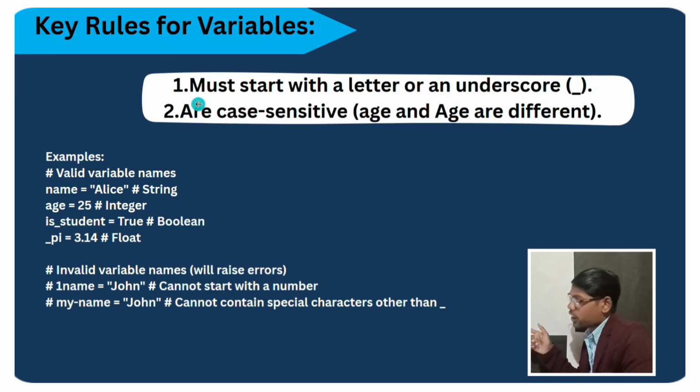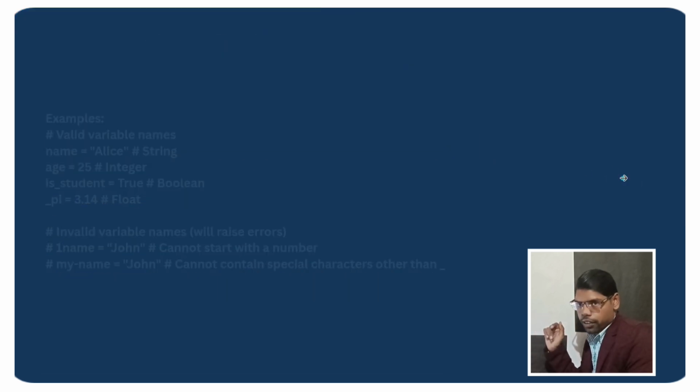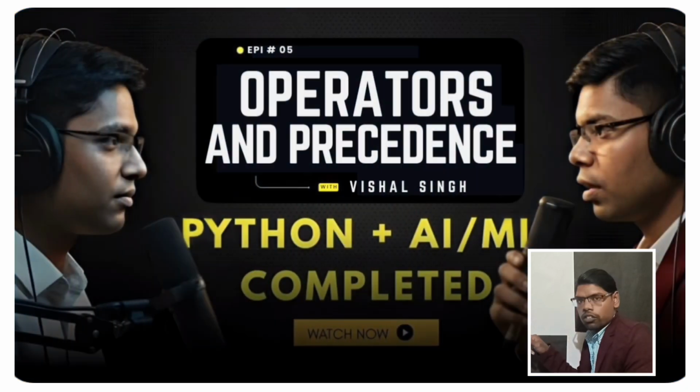And next, most important, the key rules of variables. These are the rules. First, a variable name must start with a letter or an underscore, like this. It cannot start with a number. A name cannot start with a number. This is the major rule to be learned. So in the next video, we will cover the next topic.